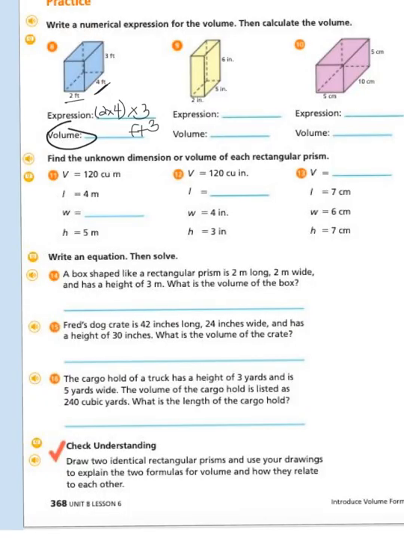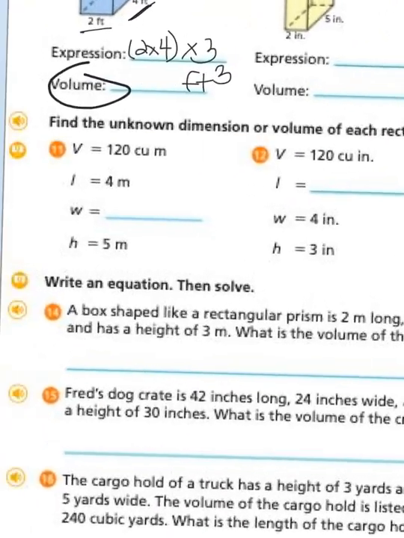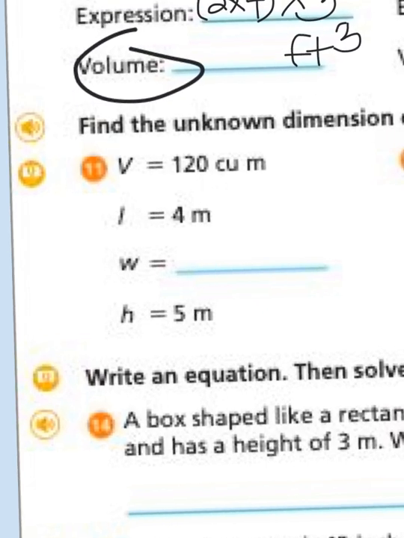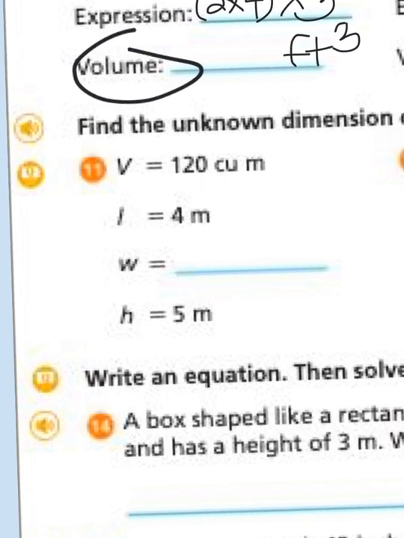So questions number 11, 12, and 13 say find the unknown dimension or volume of each rectangular prism. And so they're going to give you only a part of it. So what you're going to do for question number 11, let's zoom in on that so we can do one together and then you'll know how to do it on your own. So they give us 4 times something times 5.